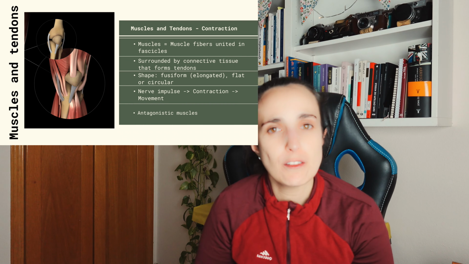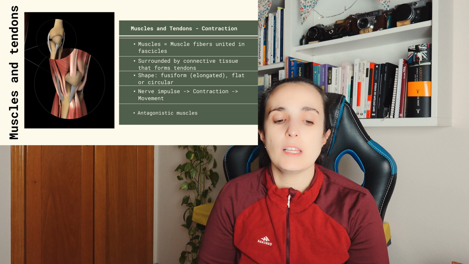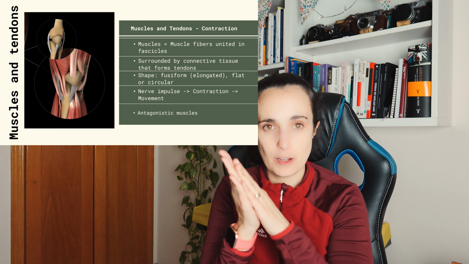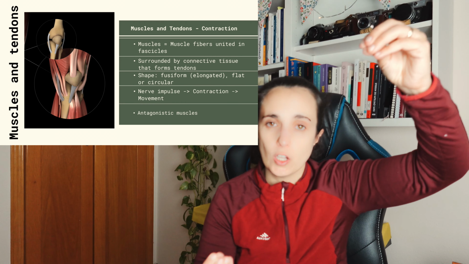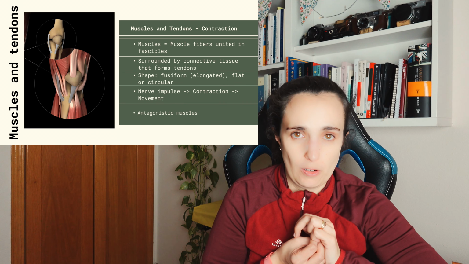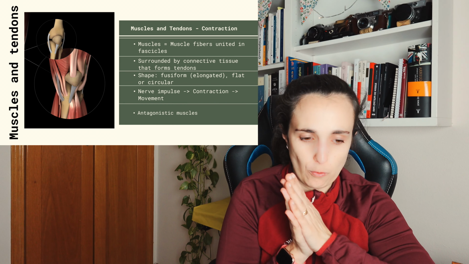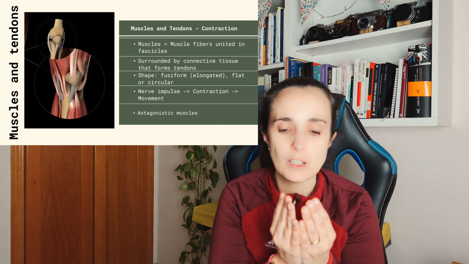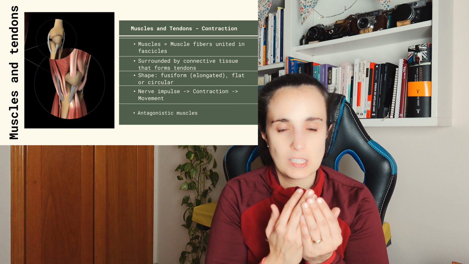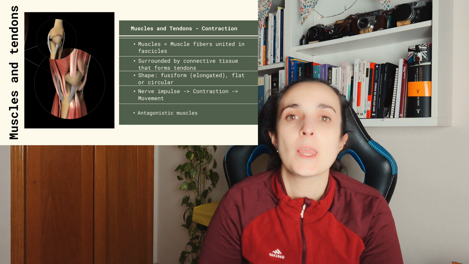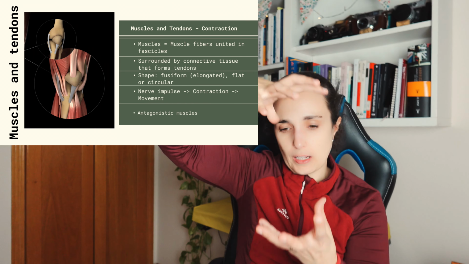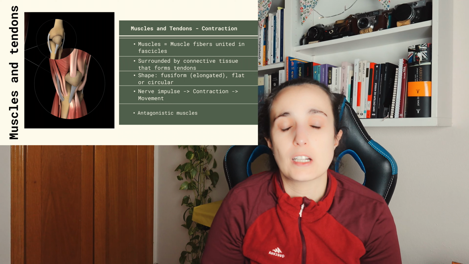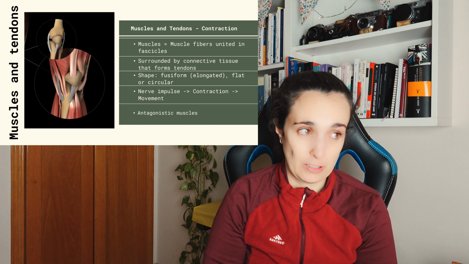Usually it's not only a muscle fiber which is joined to a tendon. Usually we have a lot of packages of muscle fibers, one next to the other, in a long structure called a fascicle. And not only is a muscle made of one fascicle, usually there are a lot of them together. So lots of muscle fibers in lots of muscle fascicles is what we call a muscle. And at the tip, at the edge of the muscle, this set of fascicles, we have a structure made usually of cartilaginous tissue, which is the tendon, okay?